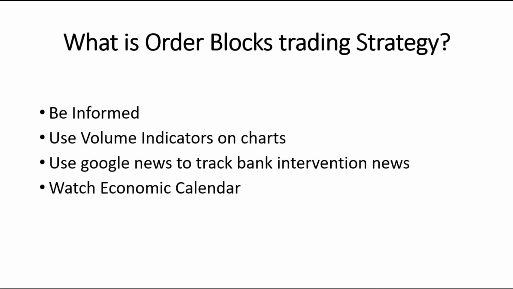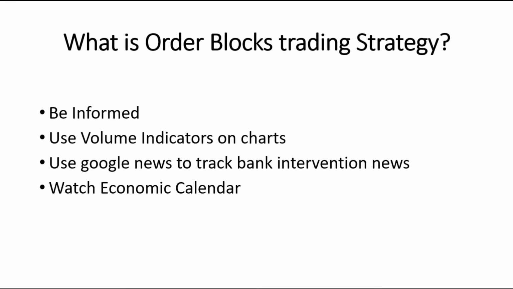So after these examples, we can ask ourselves, what is the order blocks trading strategy? The strategy is very simple. First, you need to be informed. You need to monitor news and everything that you can watch and get information on in the forex industry. Second, you need to use volume indicators on the chart, so you can see when you have a huge spike, some crazy huge spike. Then when you see the huge spike in volume, you go to the news and you try to see, is there some intervention?